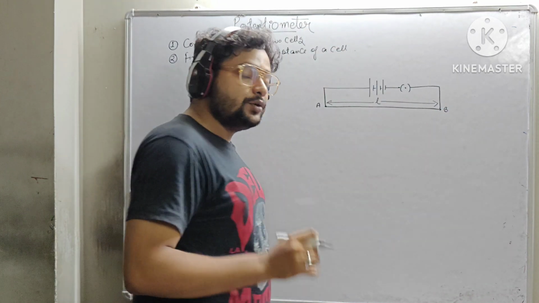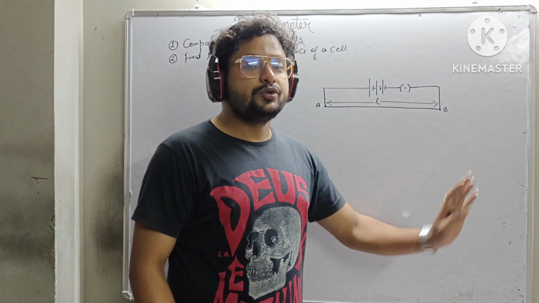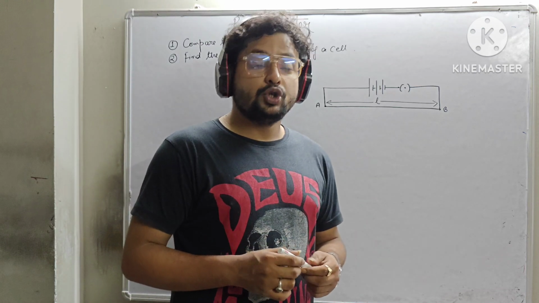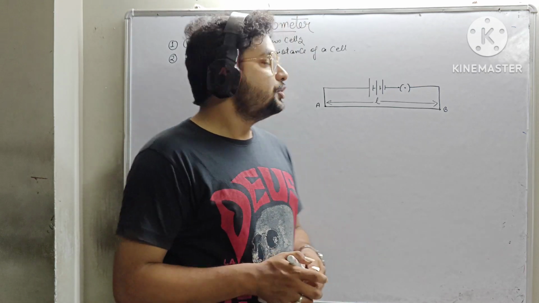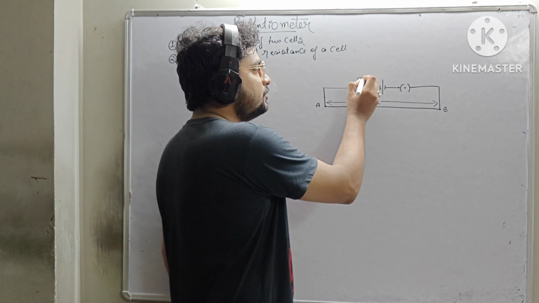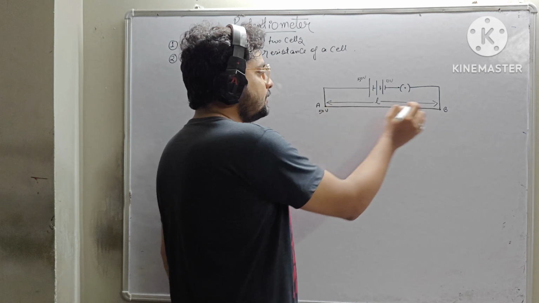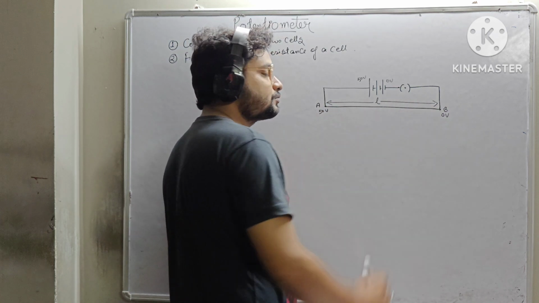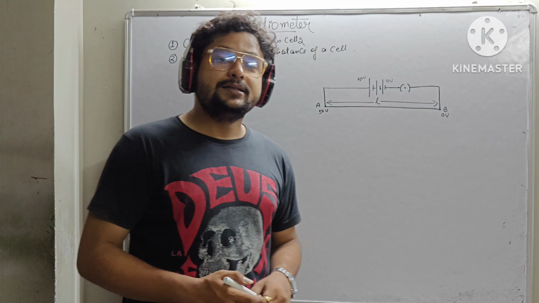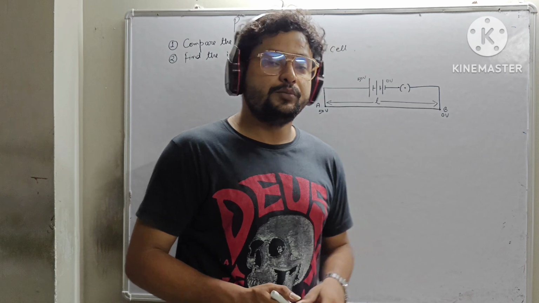This is a wire of uniform area of cross section, the area of cross section is uniform throughout the wire, and the potential drop in this wire is also uniform. Suppose this battery is of 50 volt, so this terminal is 50 volt and this terminal is 0 volt. That means if we go from point A to point B, there is a continuous drop in potential.